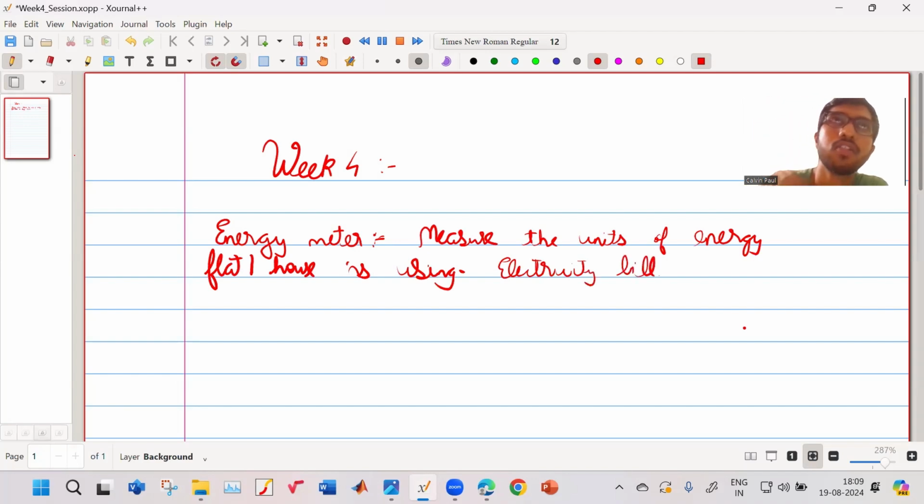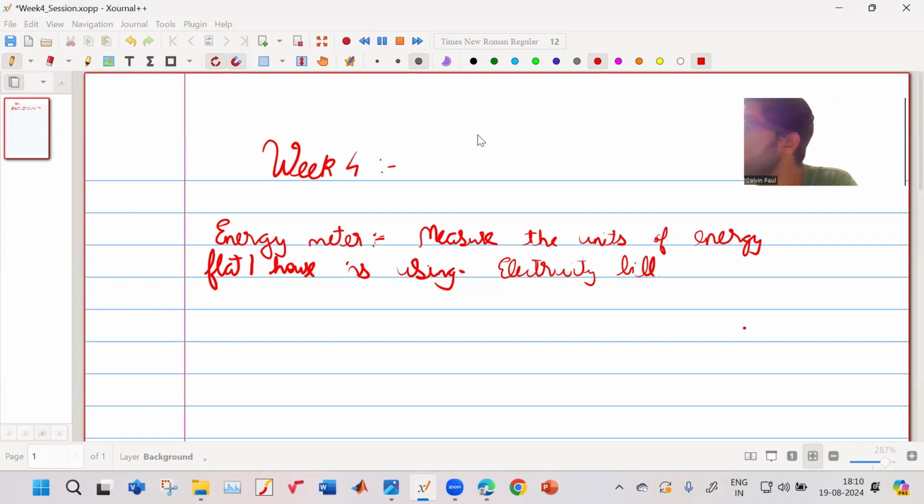So now, Sir taught about the energy meter, like how it requires a moving magnetic field to be generated. And once the field is generated, using that field, you can measure how much energy is being taken.